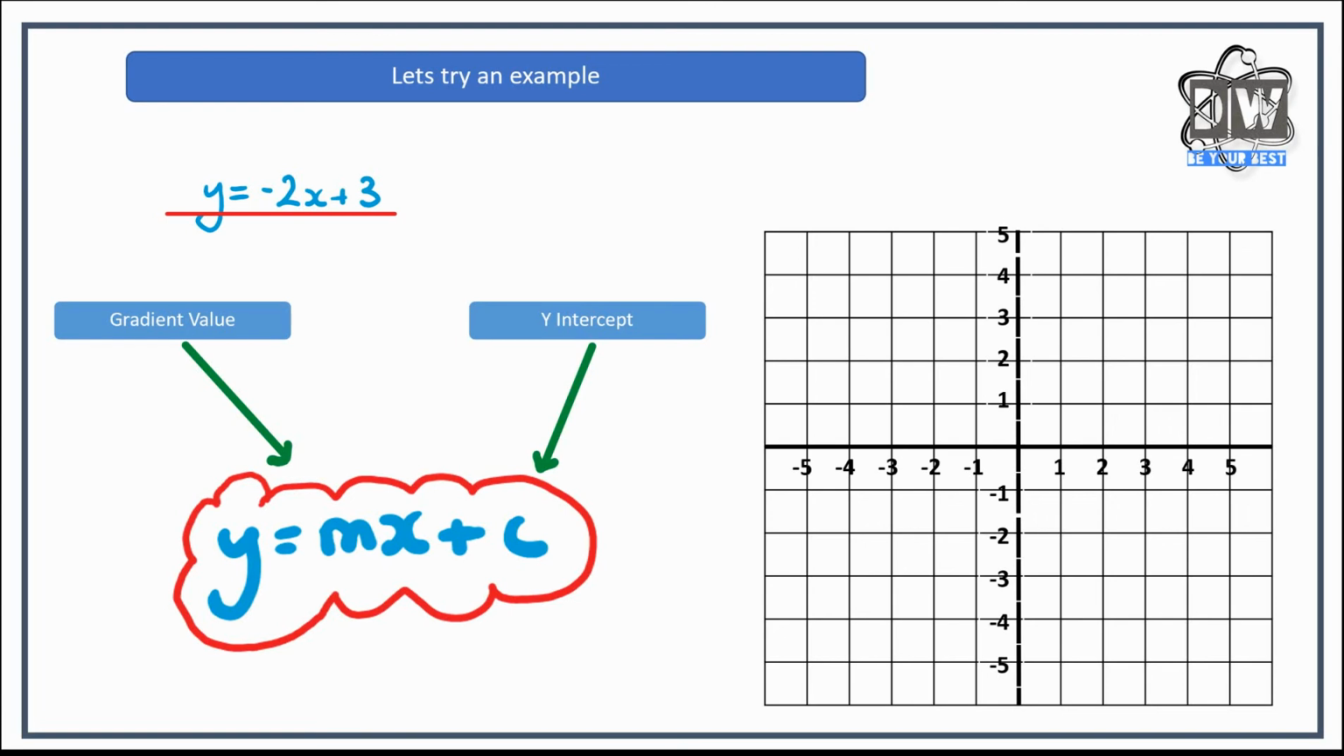All right, so starting point is +3, so I'll put a mark. So negative gradient now of 2. So I'm going to go out 1 and down 2. Out 1 and down 2. Out 1 and down 2.